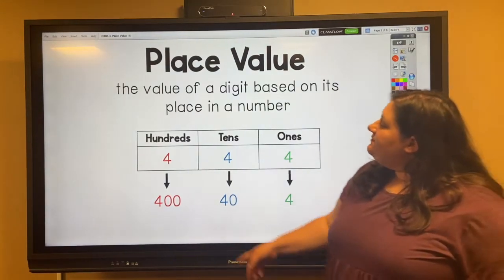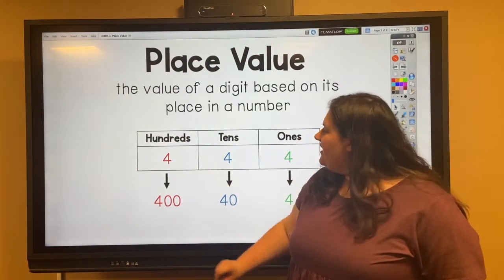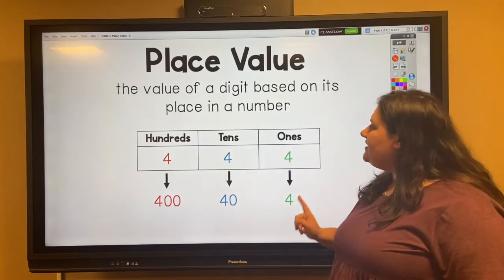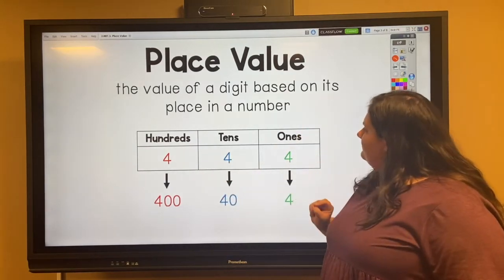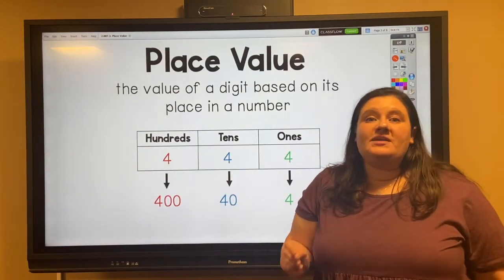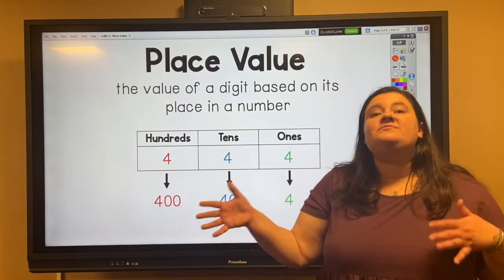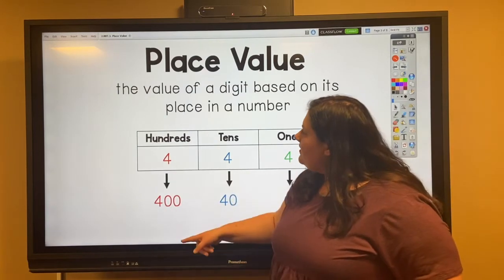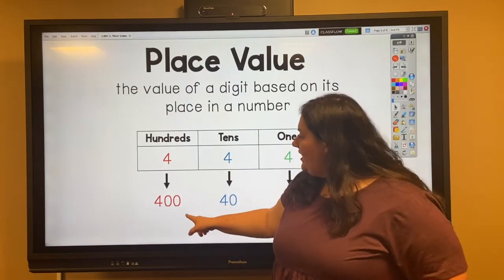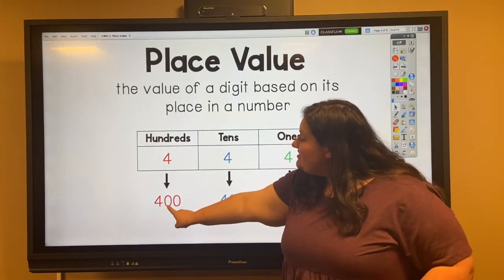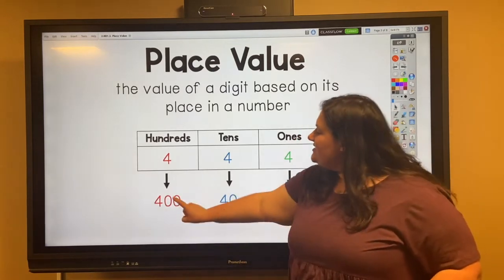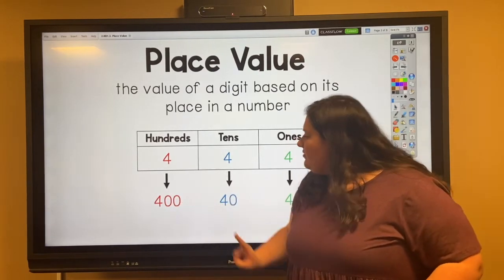worth. So for example, if you notice this chart, it says hundreds, tens, and ones, and each number in the chart is the same number 4. But each 4 is worth something different because of where it's placed. So the 4 in the hundreds place is worth 400. And if you notice, the digit 0 is placed in the 10 spot and the 1 spot.